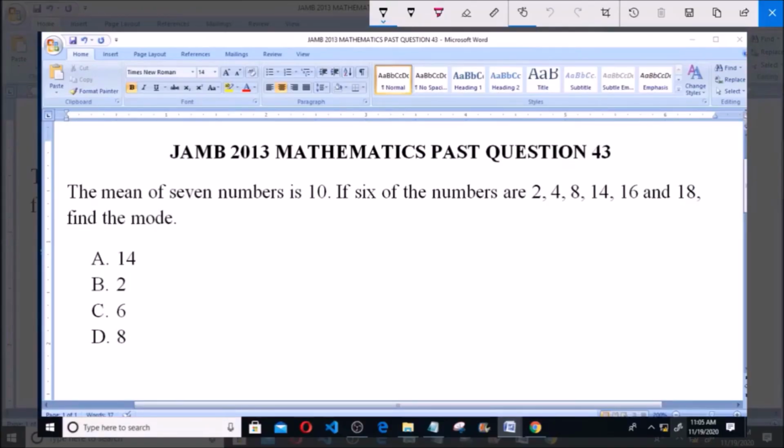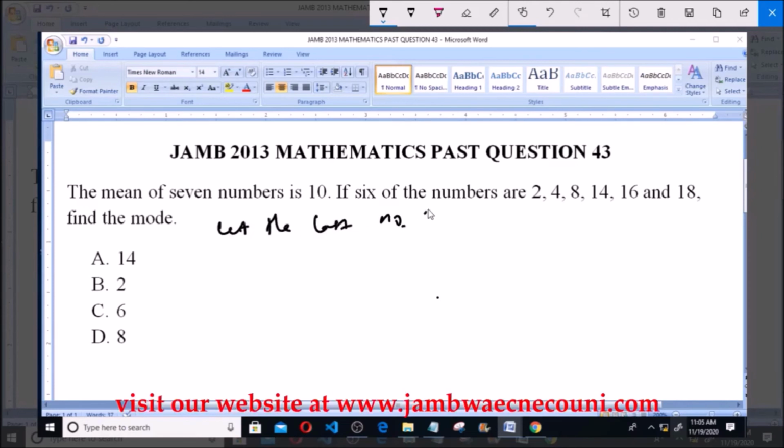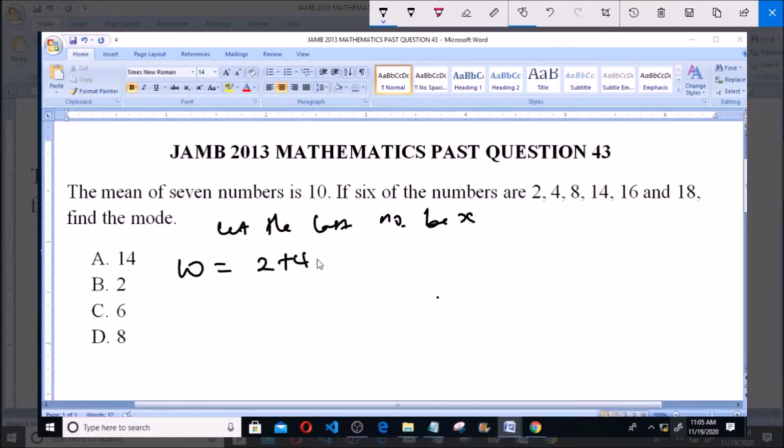I'll be answering JAMB 2013 Mathematics Past Question 43. The mean of 7 numbers is 10. If 6 of the numbers are 2, 4, 8, 14, 16 and 18, find the mode. Now, the mean of 7 numbers is given to us to be 10. Now let the last number, which we don't know, be x. So we can say the mean, which is 10, is equal to 2 plus 4 plus 8 plus 14 plus 16 plus 18 plus x all over 7.